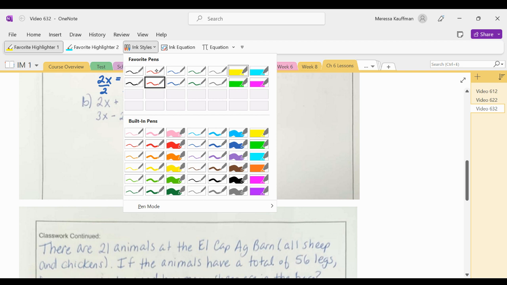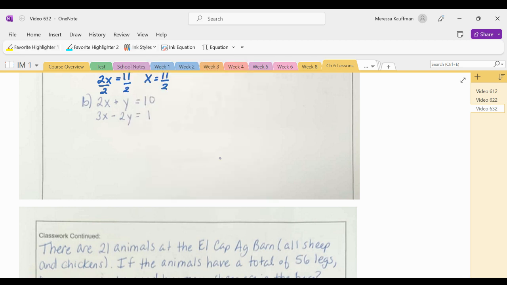My next example is, I'll put this in a different color. Well, again, look at that. If I was to add down, and you don't have to write this, if I was to add down, I would get 5x minus y is equal to 11. Well, I did not eliminate any of those variables, so this is not going to work.